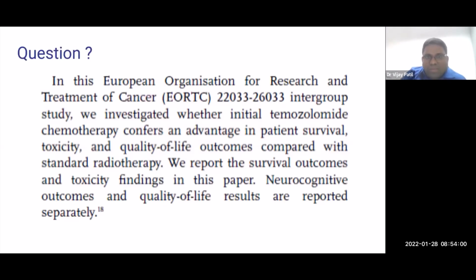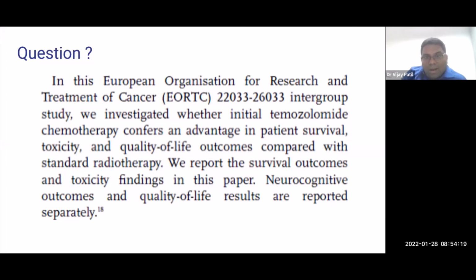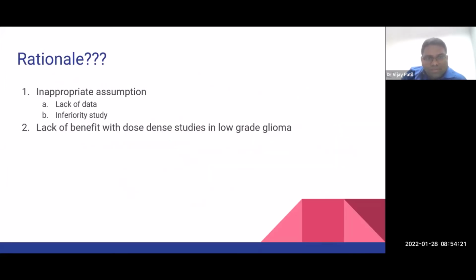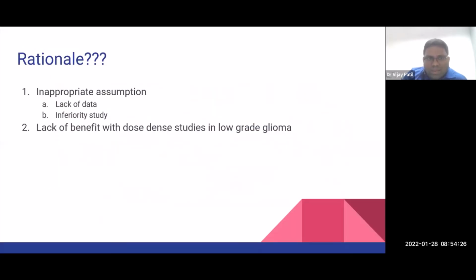So the next study in low-grade glioma by RTOG, EORTC actually asked whether giving temozolomide would be better than giving radiotherapy or not. And this time, they were smart. They not only looked at outcomes, they looked at quality of life, and they also looked at neurocognitive function.